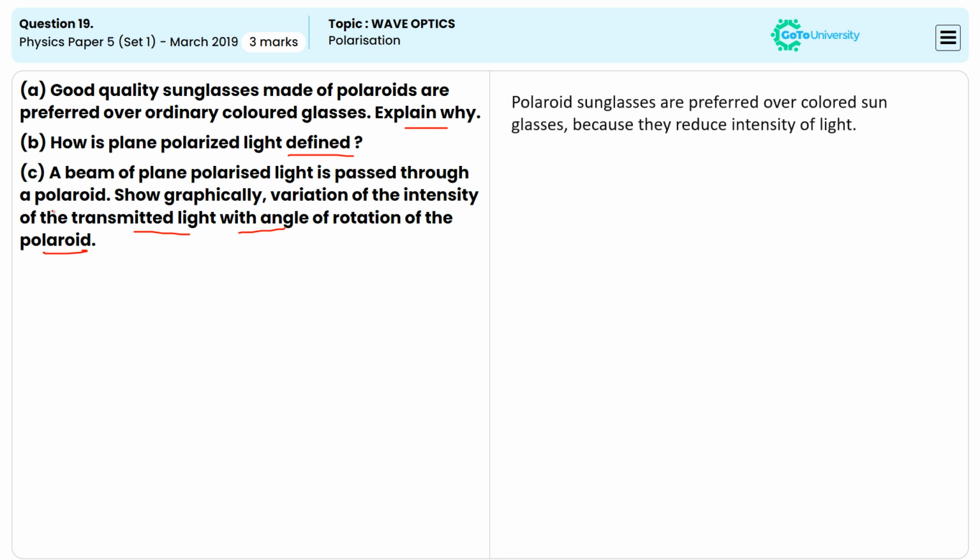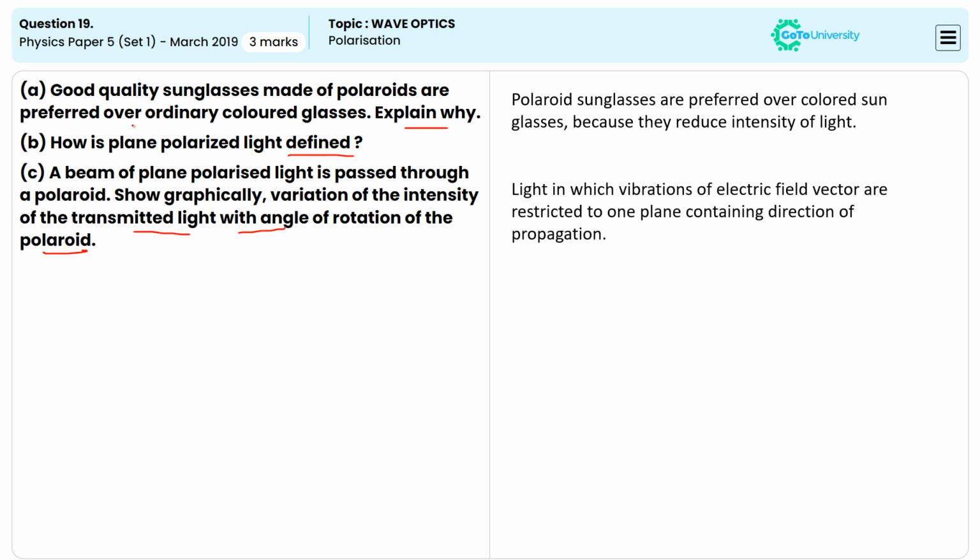The answer is, polarized glasses are preferred over colored sunglasses because they reduce the intensity of the light. Compared to ordinary sunglasses, the polarized sunglasses are preferred because they reduce the intensity of the light.